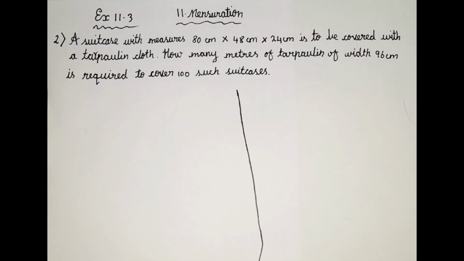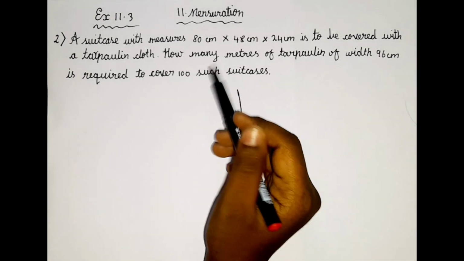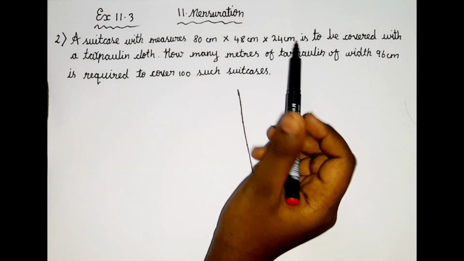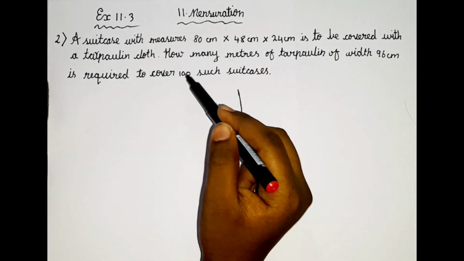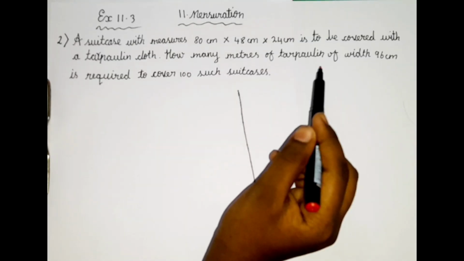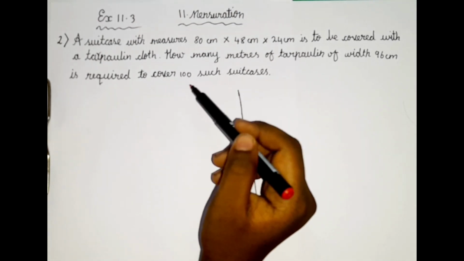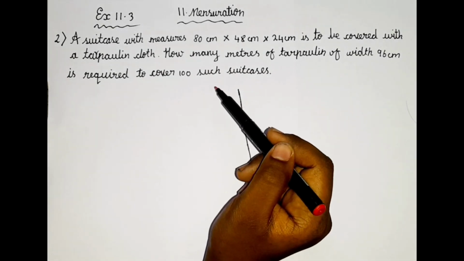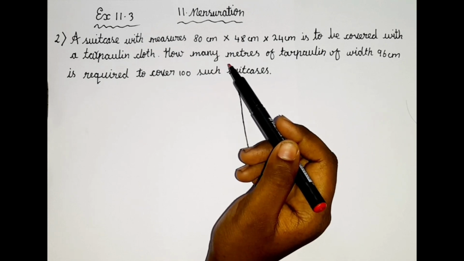So guys, let's read the question. A suitcase with measure 80 cm, 48 cm into 28 cm is to be covered with a tarpaulin cloth. How many meters of tarpaulin of width 96 cm is required to cover such suitcase? So in this question we are going to be finding the length, okay? Because let me explain you guys.